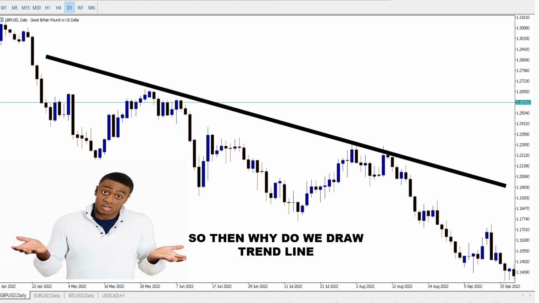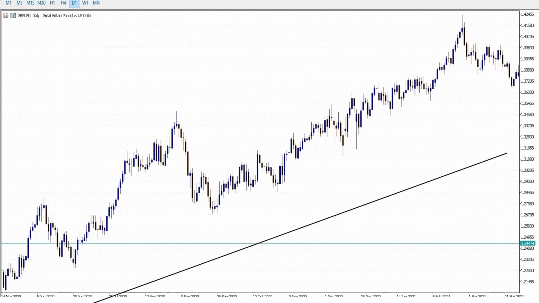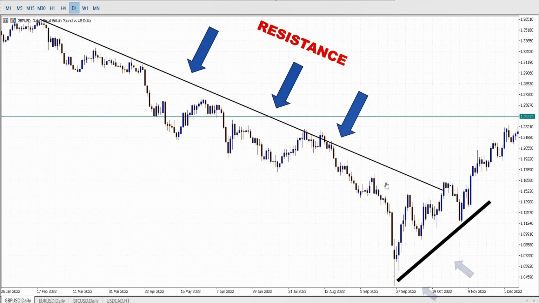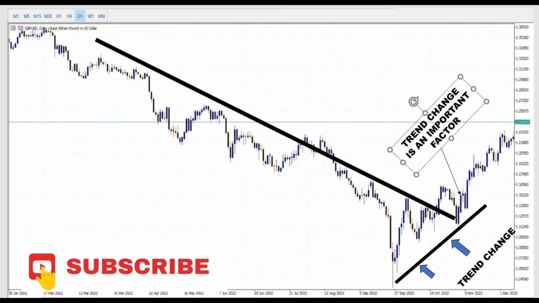The first reason is because trend lines can act as a form of support or resistance. It doesn't mean that if price touches the trend line you enter a trade, price action has to be considered in combination with other factors.